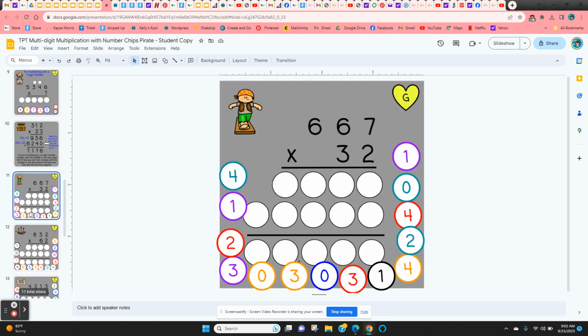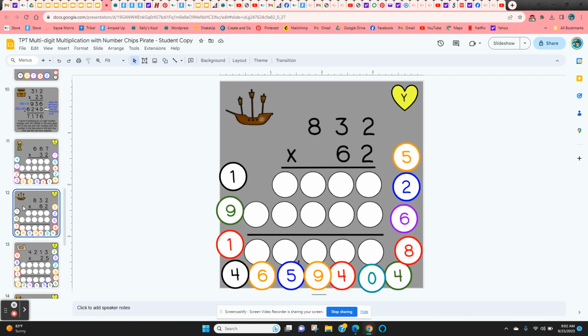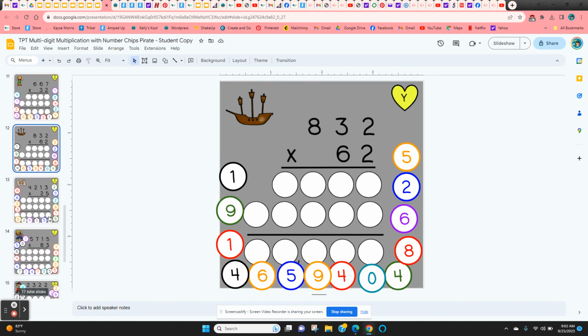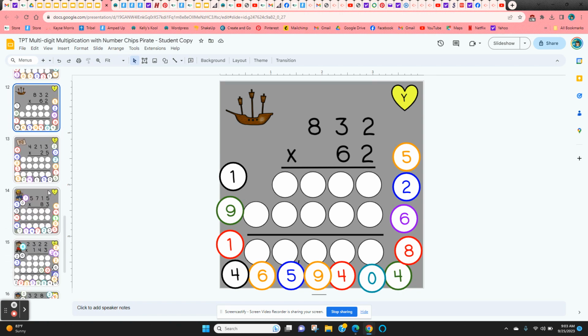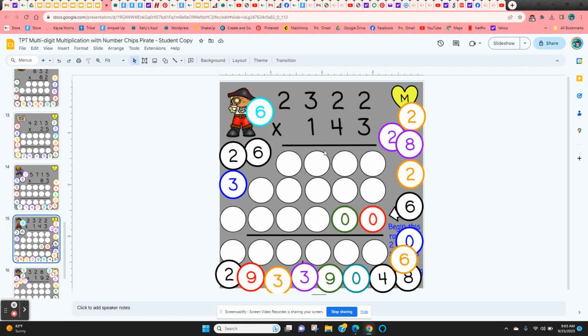The students have a few problems here that they're going to solve with the number chips. And again, if the numbers aren't working when they get toward the end, they know they've made an error and they need to go back and check. Then we get a 4-digit by a 3-digit multiplication. If our second number has 3 digits, the smaller of the two, or they can both be 3-digit numbers, then we're going to have 3 products that we're going to add together.